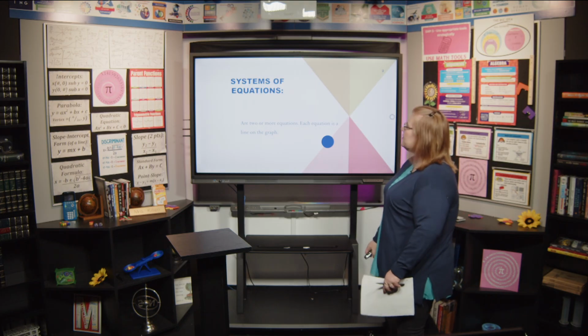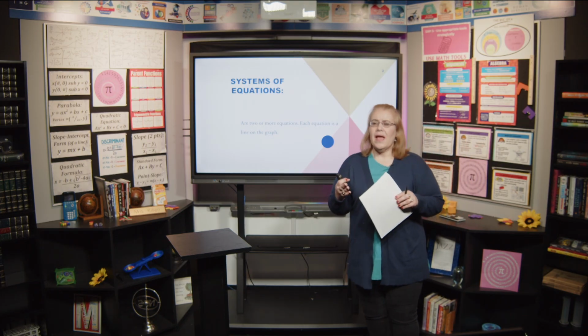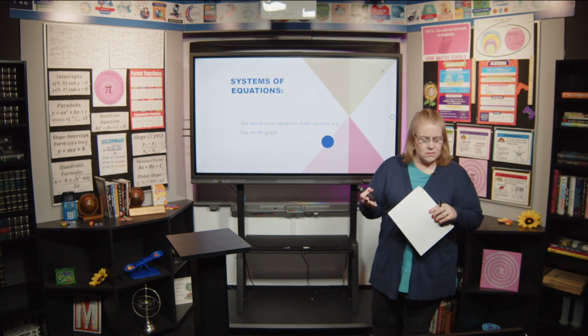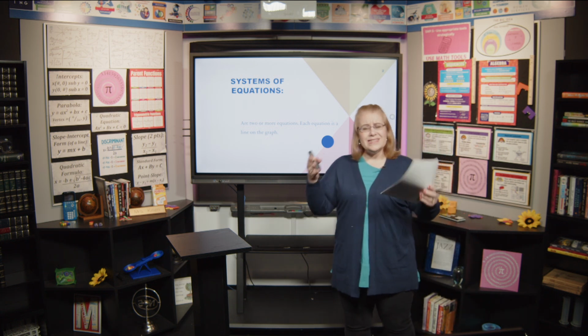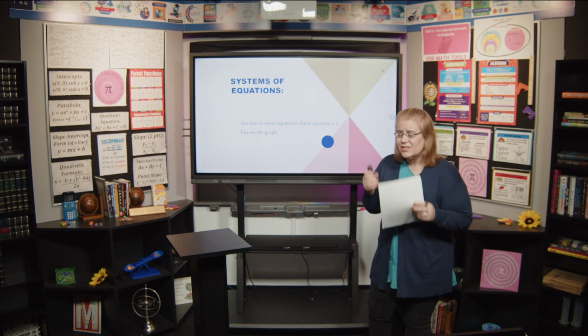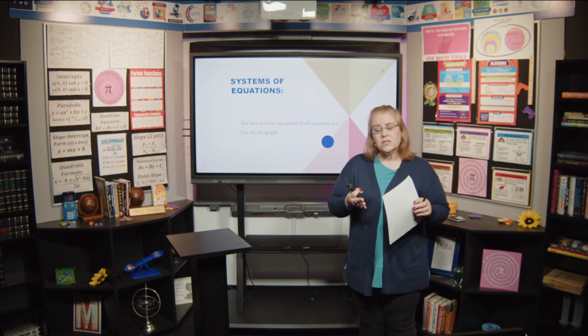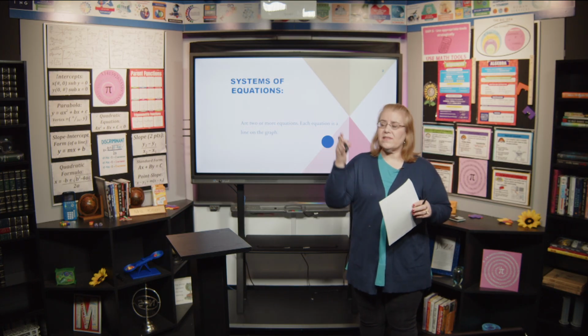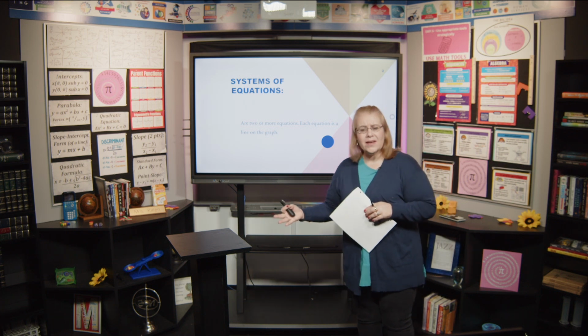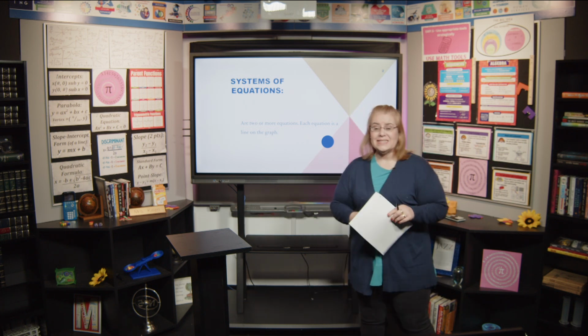All right, so our system of equations. You may know what a system is, and you know what equations are, but how do we have a system of equations? That's a good question for us to ask. A system of equations is two or more equations, and each of the equations is a line. So when I have a system, I have multiple lines that are graphed, and they may intersect or they may not intersect, but they're all connected some way.